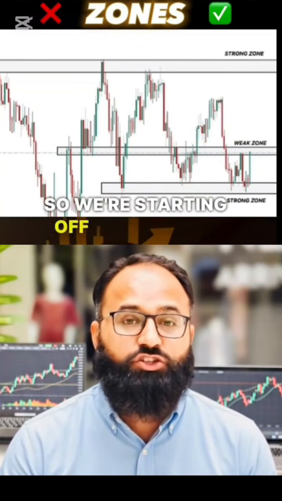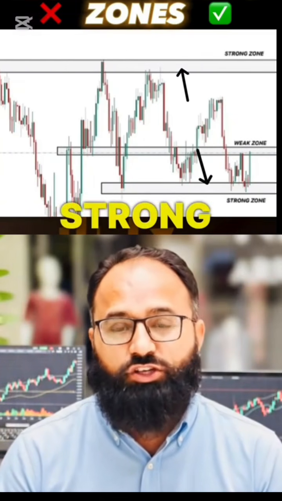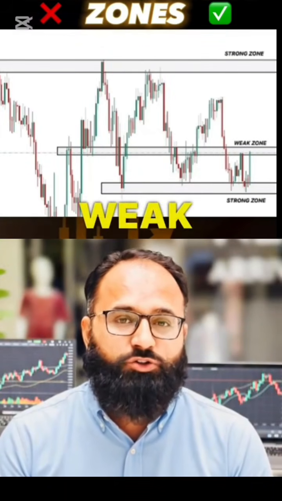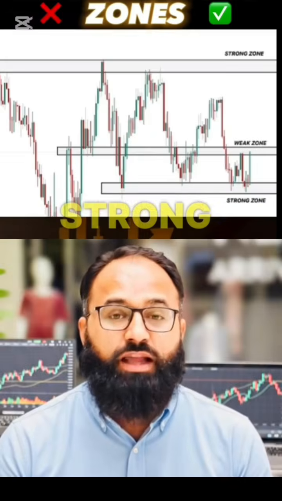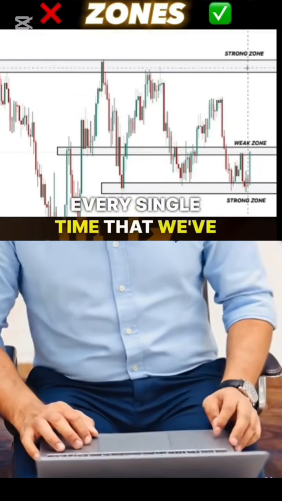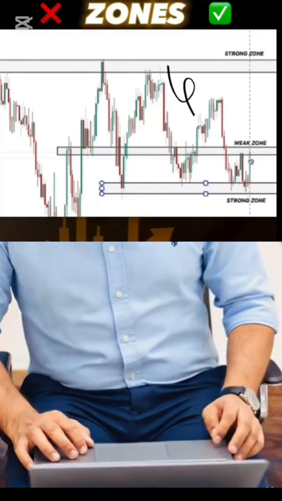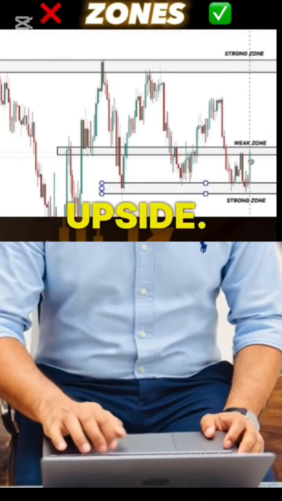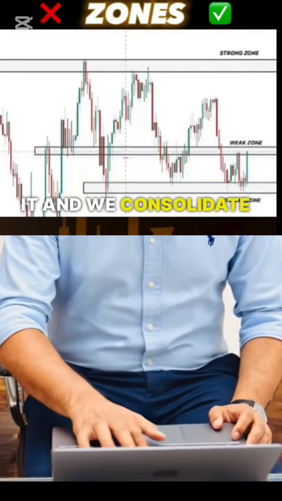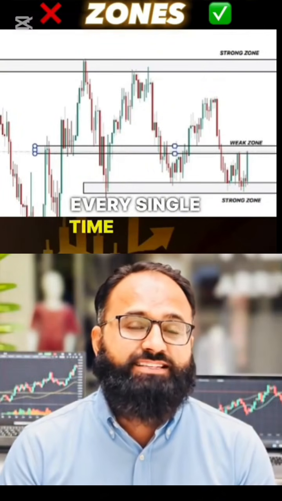So we're starting off on the daily time frame, and we can see we already have two significant strong zones and one weak zone. But what's the difference between this weak and strong zone? We can see the strong zones have clear intent with direction. Every single time that we've come to one of these strong zones, we either have an impulse towards the downside or towards the upside. We can see with this weak zone that we sort of sway through it and we consolidate, and we don't have clear intent with direction every single time that we come to this zone.